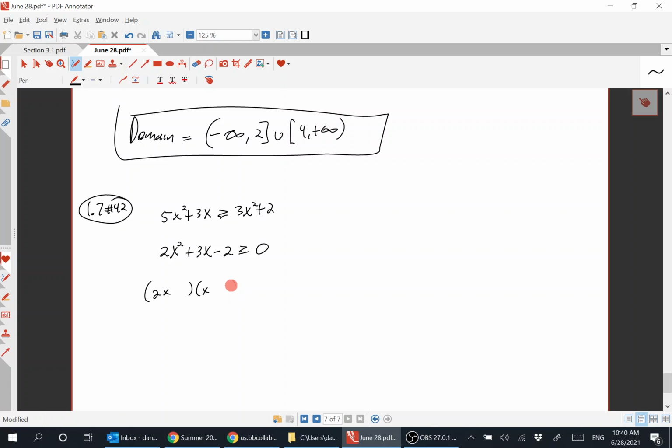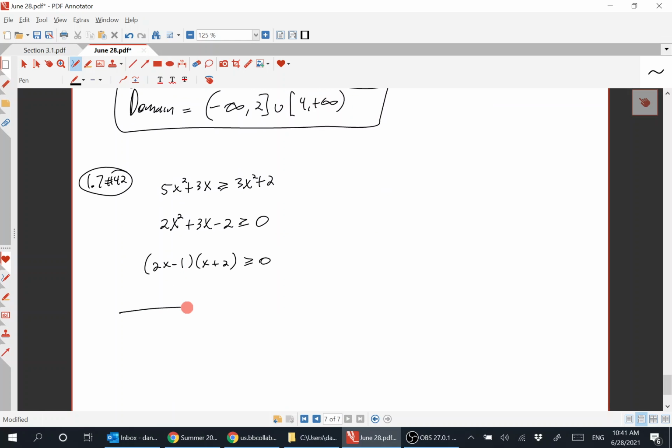So this one, plus 3, so it's going to be plus 2 minus 1. So this polynomial is equal to 0 when x is equal to positive 1/2 and -2. At x equal to -2, this is equal to 0, and at x equal to positive 1/2, this is equal to 0. So now we have to test these intervals. So pick a point in the interval, x equals -3. Excuse me.